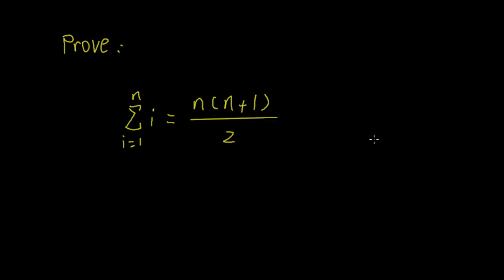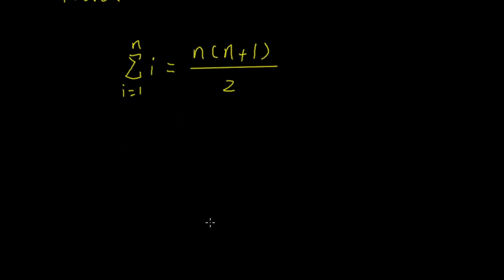In this video, I will prove this summation formula: the sum of i from 1 until n is equal to n times n plus 1 all over 2. In this case, I will use the sum of difference of squares to prove this. So I will start with this.